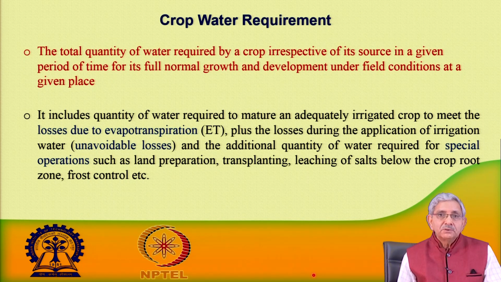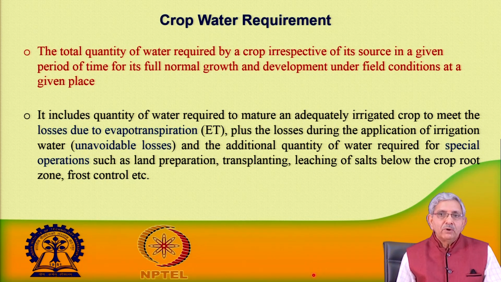So, it includes the amount of water to mature an adequately irrigated crop to meet the losses due to evapotranspiration, plus losses during application of irrigation water. Means if it is a surface irrigation, there will be losses, that is, if it is a border irrigation, if it is a check basin irrigation, there will be unavoidable losses.